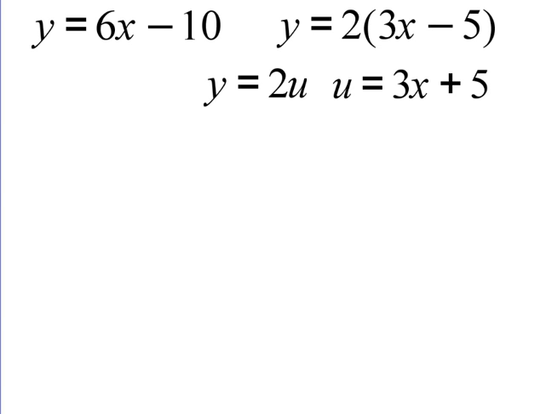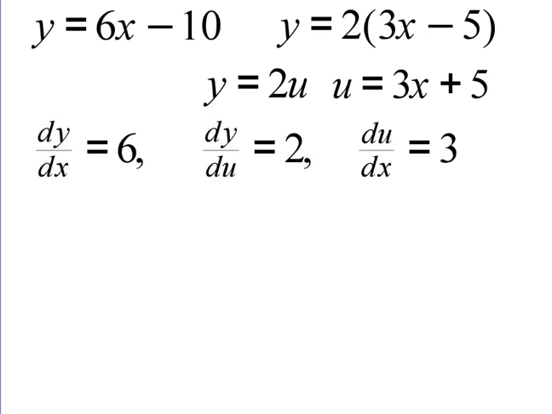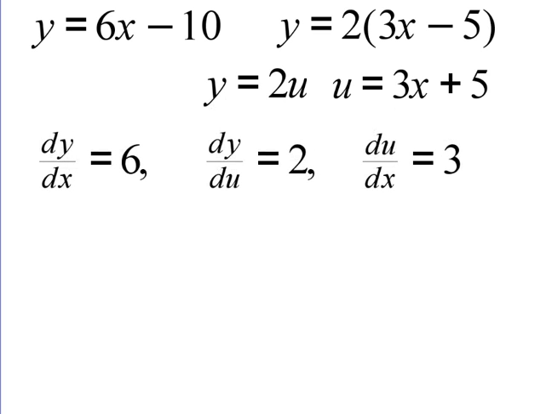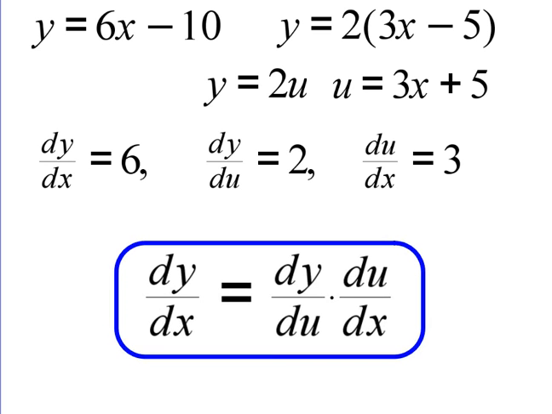Now let's take a look at a few things here. We know that the derivative of y with respect to x is 6, our original function. That's going to be 6, we already know that. And if we take the derivative of y with respect to u, that's just 2, because u is our variable, and we just keep the coefficient of 2. If we take the derivative of u with respect to x, it's 3. You may notice the coincidence that 6 is equal to 2 times 3, and that, in fact, is not a coincidence. That is the chain rule.